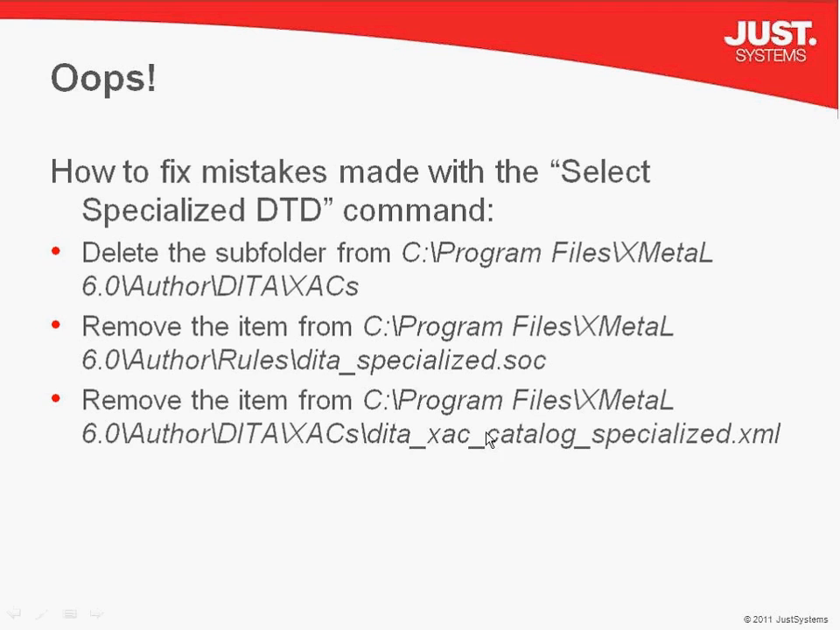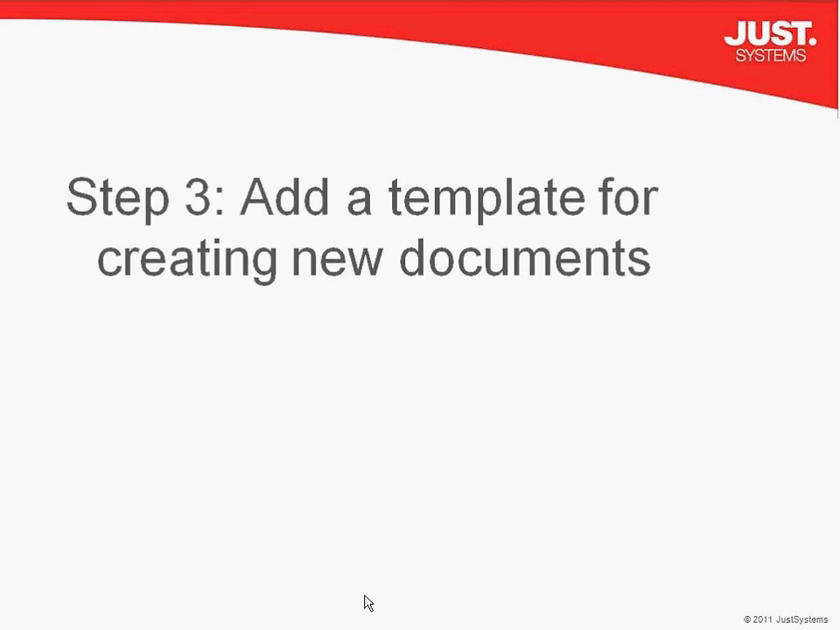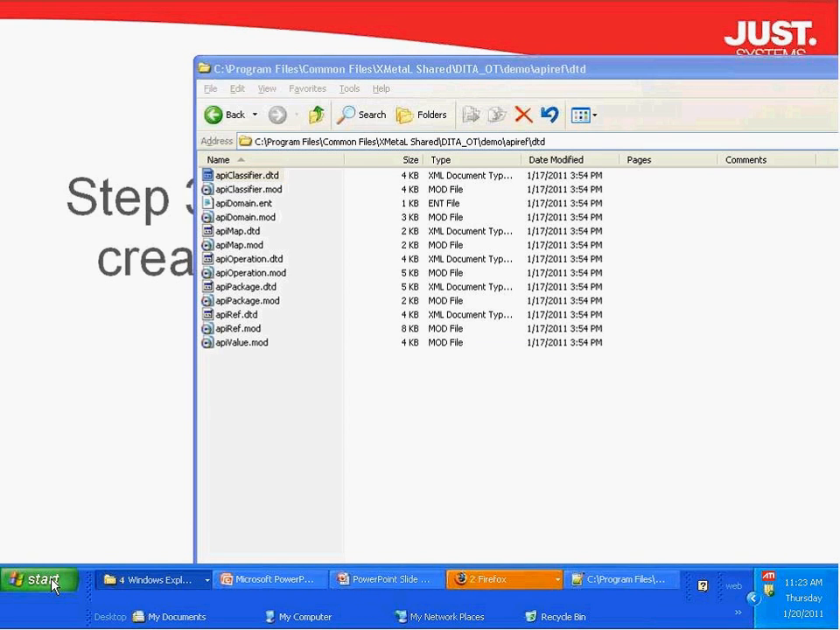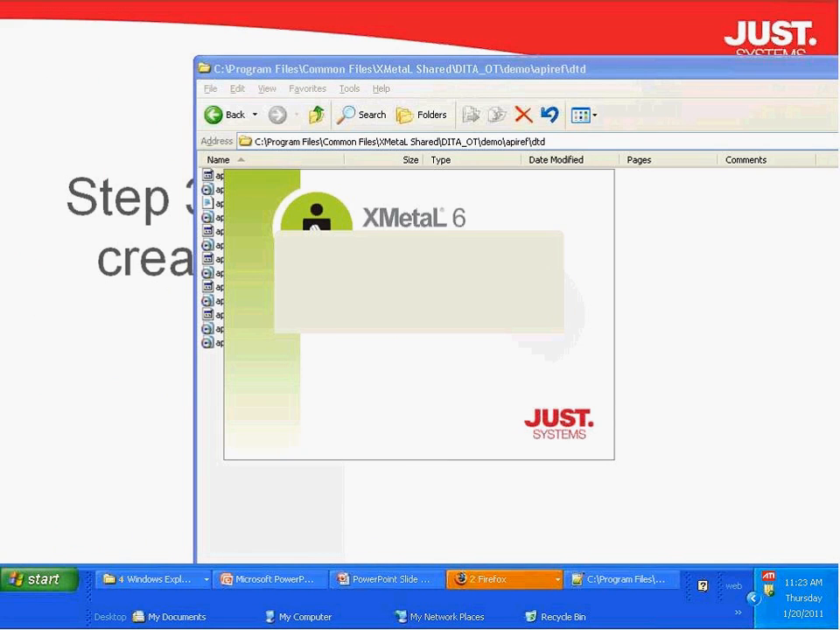Most of the time, you don't need to know anything about these two files, but if you do make a mistake, so if you mistype something or clicked OK too soon, for example, when you're doing the select specialized DTD process, these are the things that you would need to take a look at. And those are files that you can open in any text editor and just, if needed, remove or tweak a line. Okay, so what we've got now at this point is that XMetaL, next time I launch it, is going to be set up to use a custom DTD.